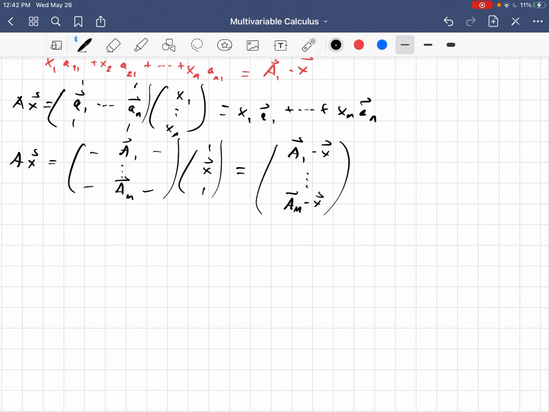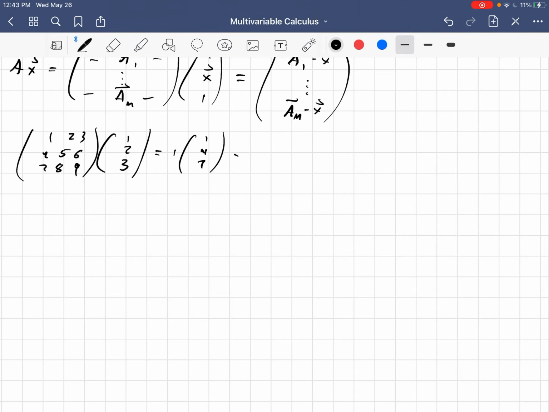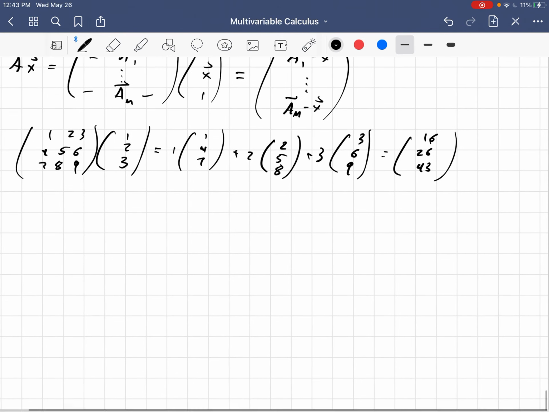So to solidify this with a concrete example, let's say we wish to do the matrix vector product, I don't know, 1, 2, 3, 4, 5, 6, 7, 8, 9, times the vector 1, 2, 3. The first way we can think about this is as a linear combination of the column vectors. So 1 times the vector 1, 4, 7, plus 2 times the vector 2, 5, 8, plus 3 times the vector 3, 6, 9, and sum that up, and we'd get 16, 26, 43.